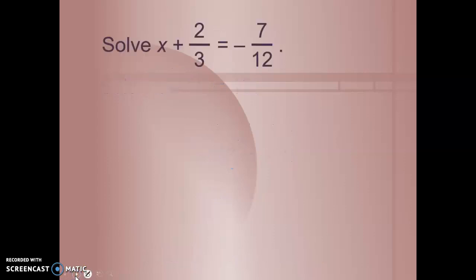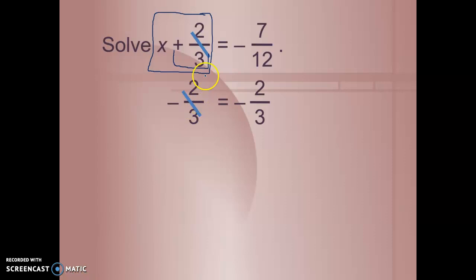x plus 2/3 equals negative 7/12. Well, let's look at the side that has the variable. And what's being done to it? It has a positive 2/3 being added to it. Let's undo that by subtracting 2/3. Whatever we do to one side, we have to do to the other. And we end up with x equals negative 7/12 minus 2/3.